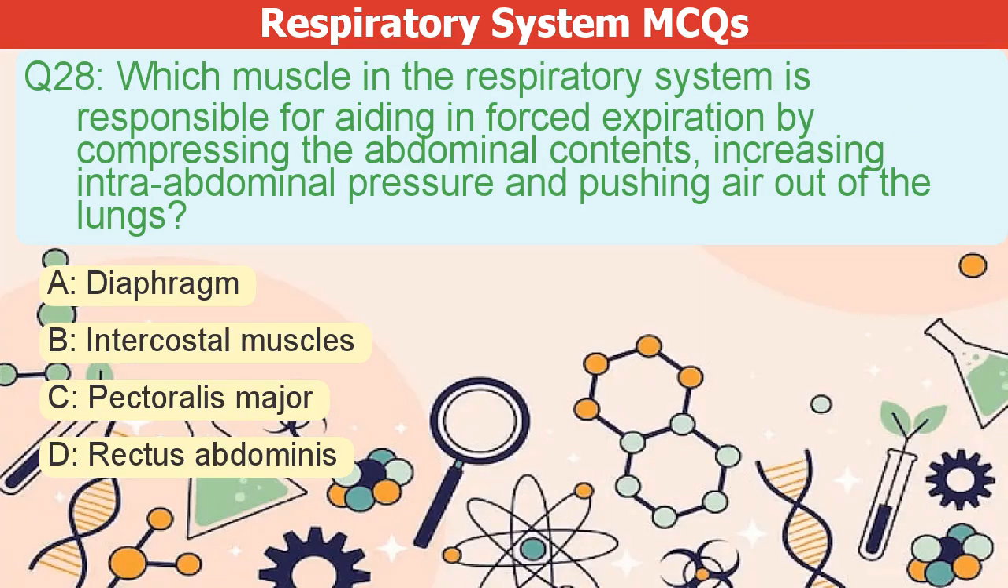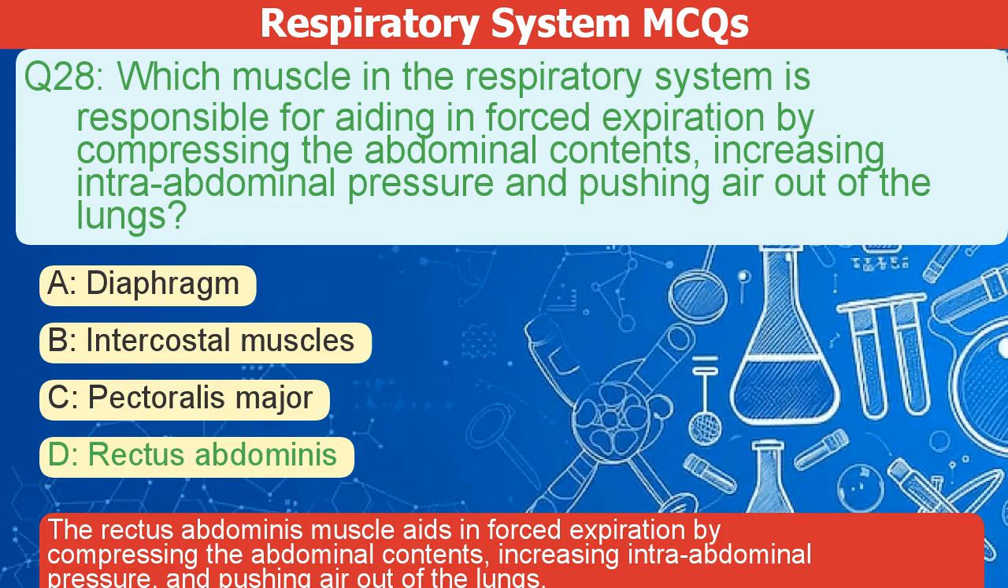Which muscle in the respiratory system is responsible for aiding in forced expiration by compressing the abdominal contents, increasing intra-abdominal pressure and pushing air out of the lungs? A. Diaphragm. B. Intercostal muscles. C. Pectoralis major. D. Rectus abdominis.